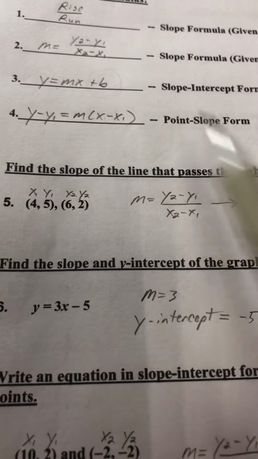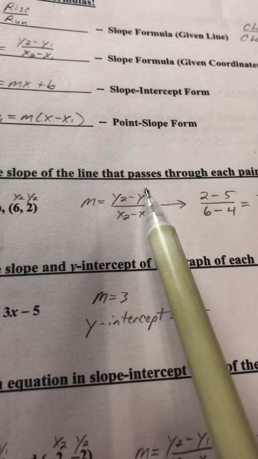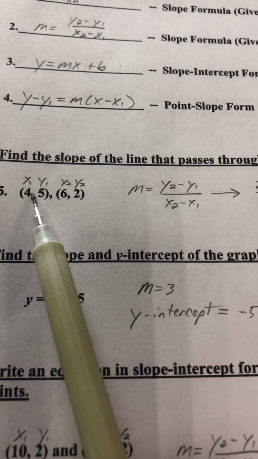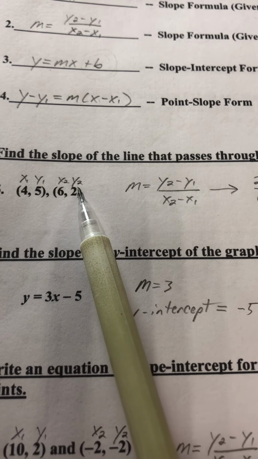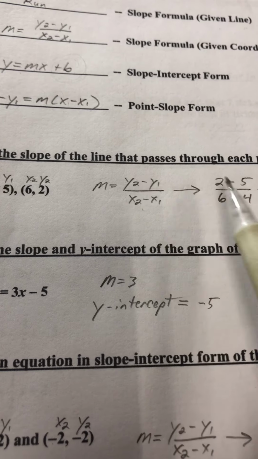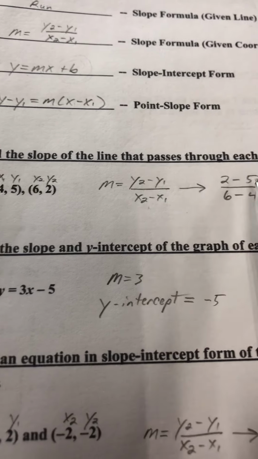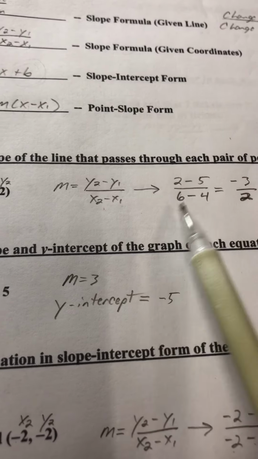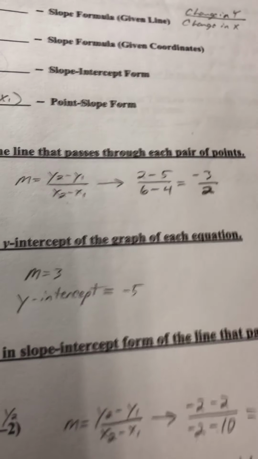So let's move forward with this. We'll use these formulas throughout this quiz. Find the slope of the line that passes through each pair of points. So I always label my points. Okay, so x1, y1, x2, y2. Then I write my formula from up there. And I'm going to figure out my slope. So I take my y2 minus my y1, so 2 minus 5. And then I take my x2 minus my x1, my 6 minus the 4. And you end up getting negative 3 over 2. And that's my slope, negative 3 over 2.